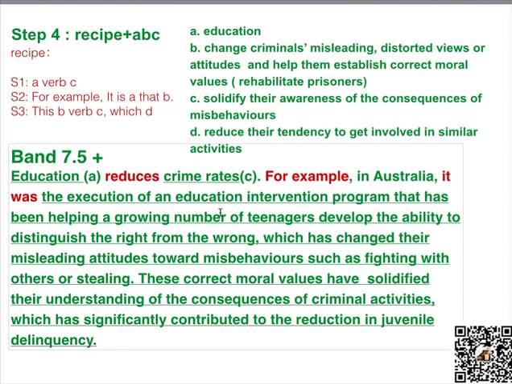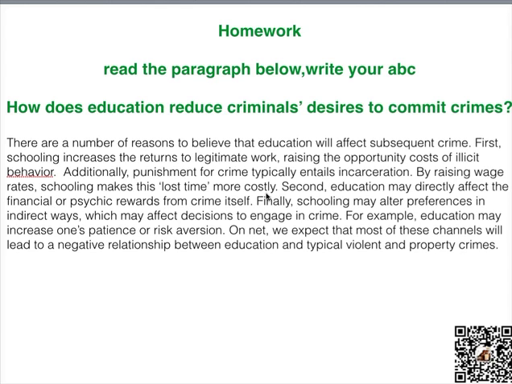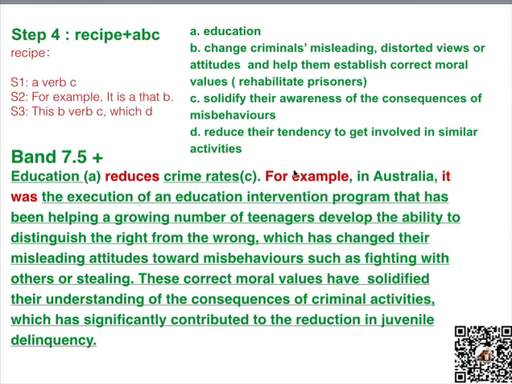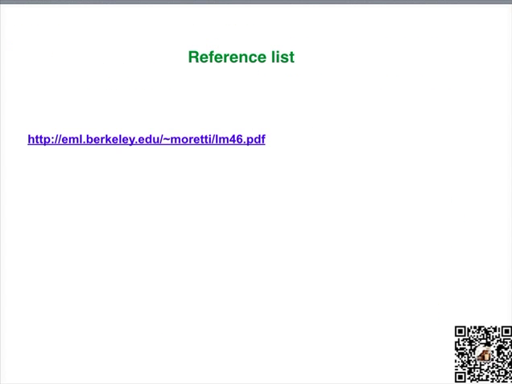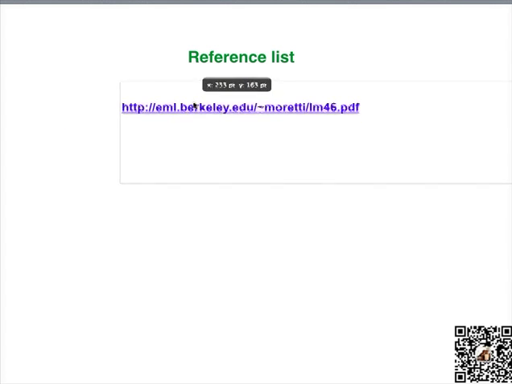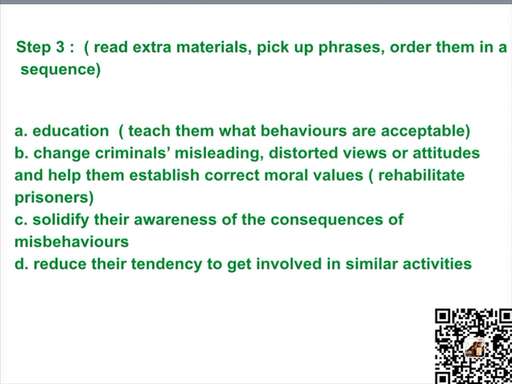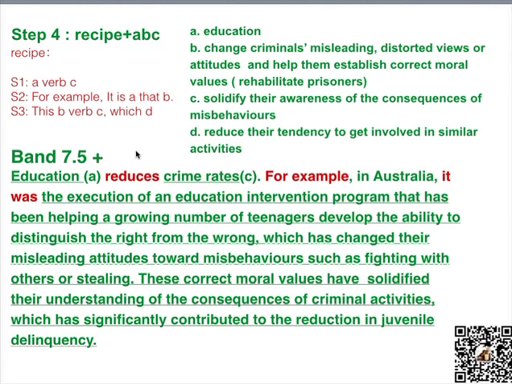Okay, so this is the I listed band 7.5 paragraph. So the homework for you is to read this paragraph. This paragraph is also about how can education help us reduce crime rates. Read this one, pick up some phrases like what I did here, and then write a paragraph like this one. So the more you practice, the more you will feel comfortable with this structure. And this is the reference list. So you can go to this website for more readings. Now this is all about today's lesson. Let's have a review. We learned the ABC phrases. We also learned how to use the ABC phrases together with this recipe.